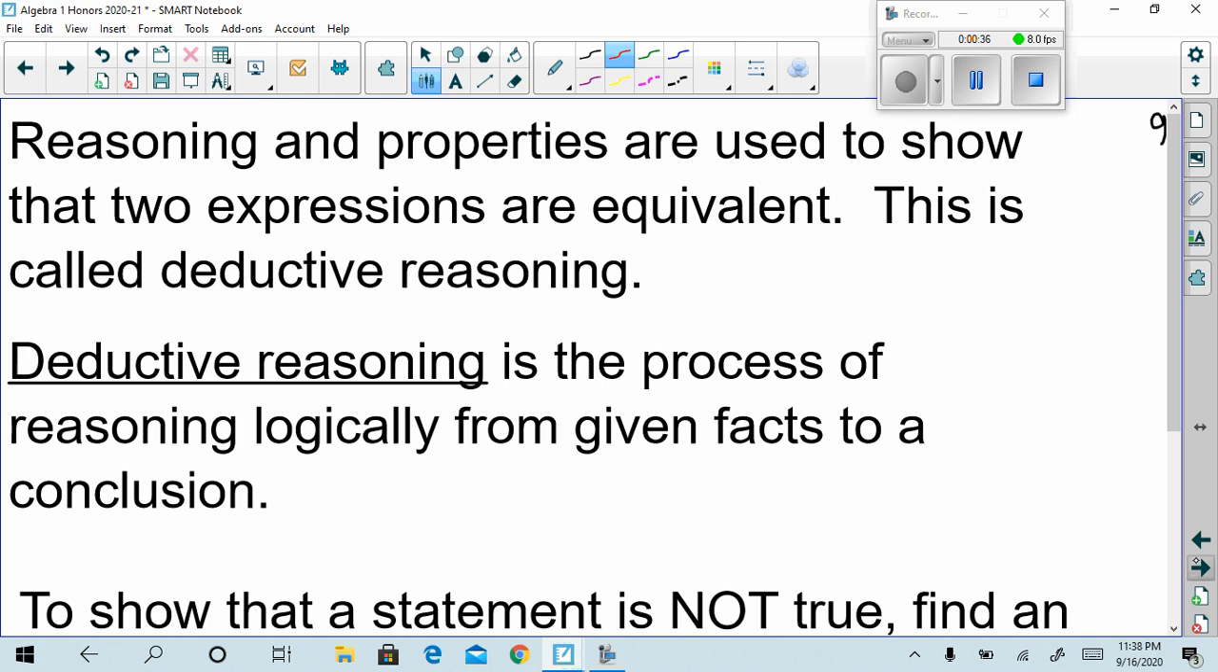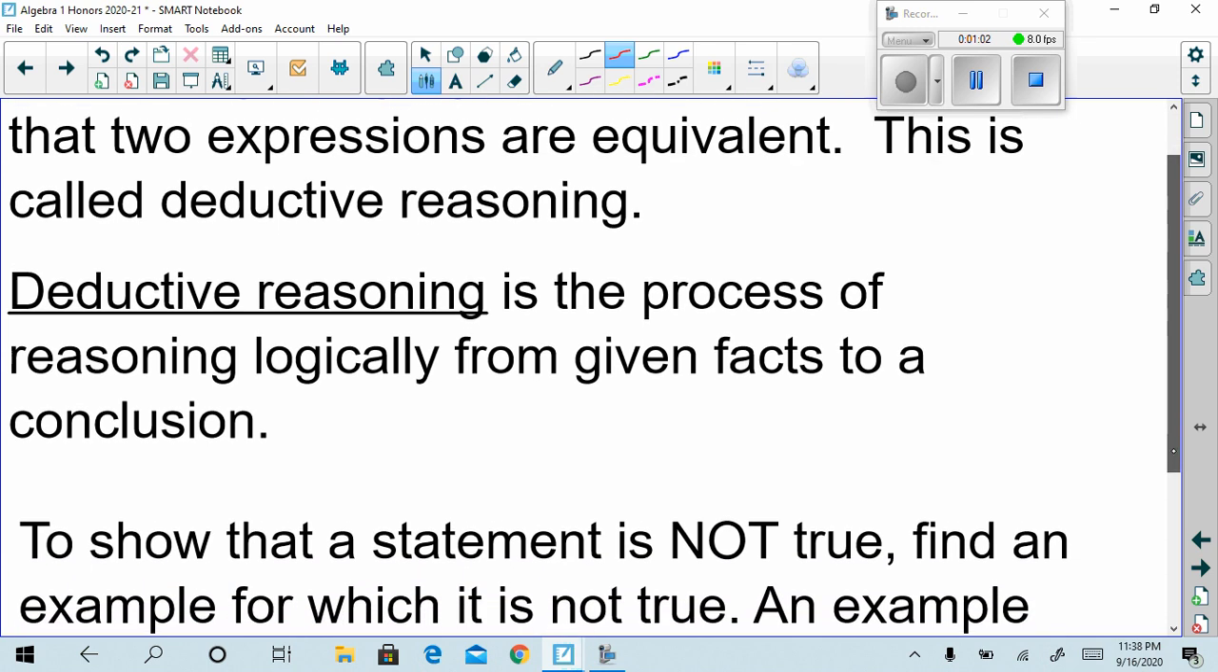Now we've been looking at things that are equivalent. We just found a whole series of expressions that represent 12 in our last session. Reasoning and properties are used to show that two expressions are equivalent. We call this deductive reasoning. It's a process where you're reasoning logically from given facts and drawing conclusions.